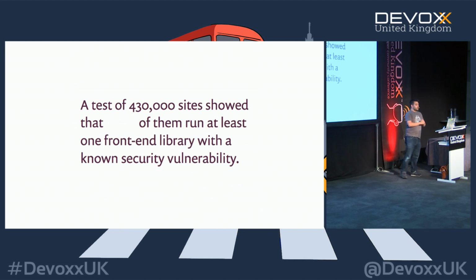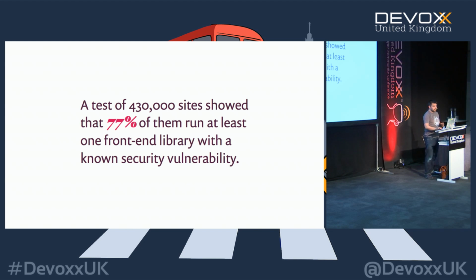Quick question for you. What percentage of 430,000 sites have at least one front-end library with a known security vulnerability? What do you think? 40, did you say? 30? 99? There's always one optimist. 77. So over three quarters of those 400,000 sites which were looked at have at least one front-end library with a vulnerability.